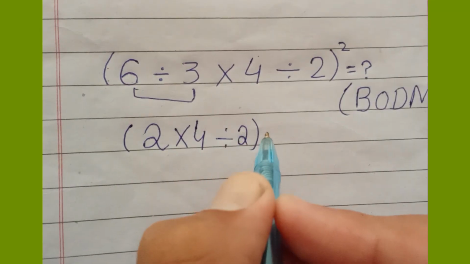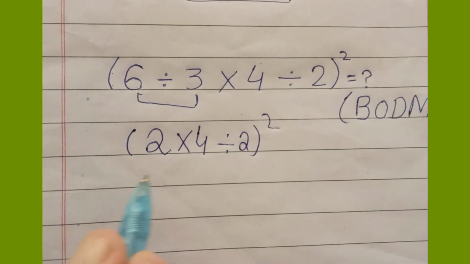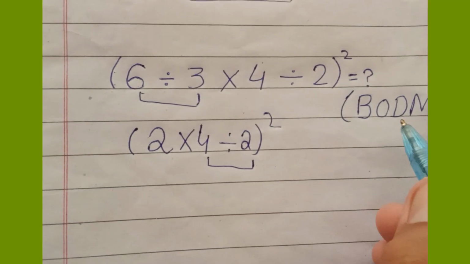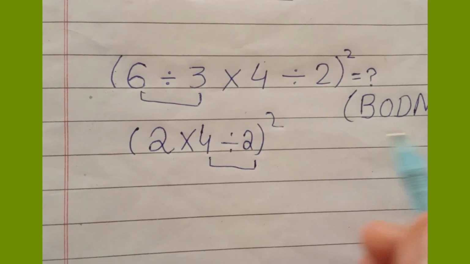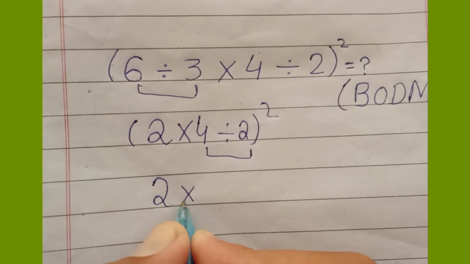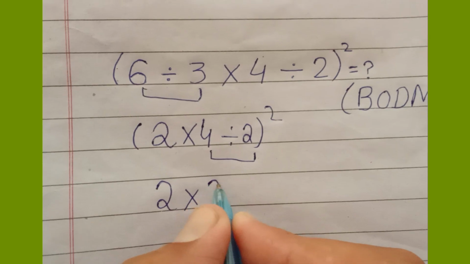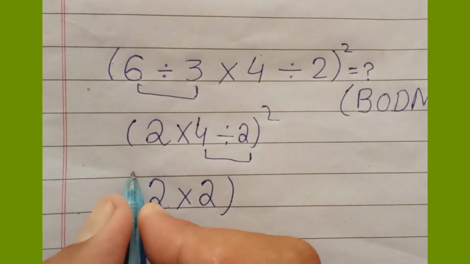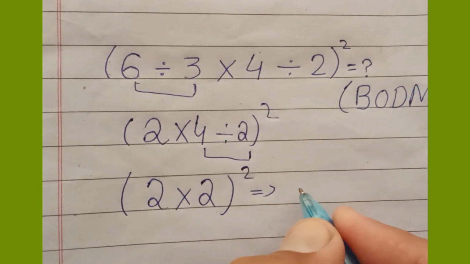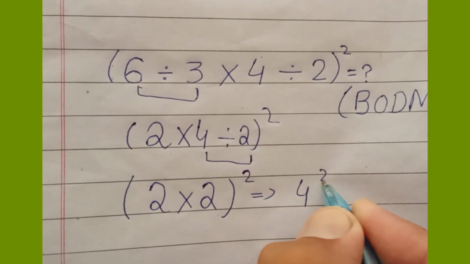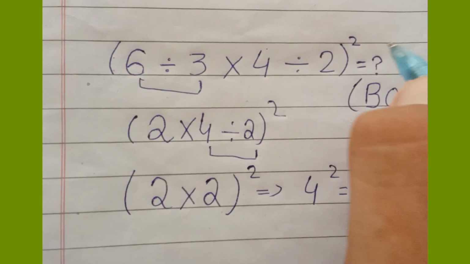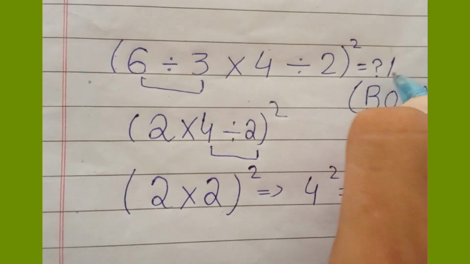Now I can again solve division, because in the BODMAS rule first of all division, then multiplication, addition and subtraction. So 4 divided by 2 is 2, whole square. So now 2 multiplied by 2 is equal to 4, square is equal to 16. So the value of this equation, I can write here, is 16.